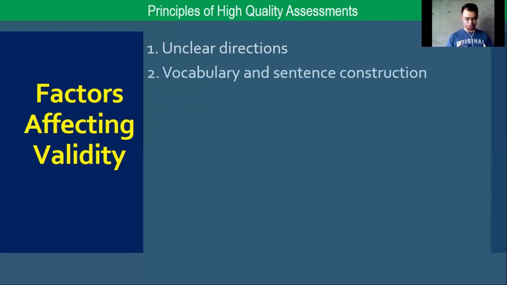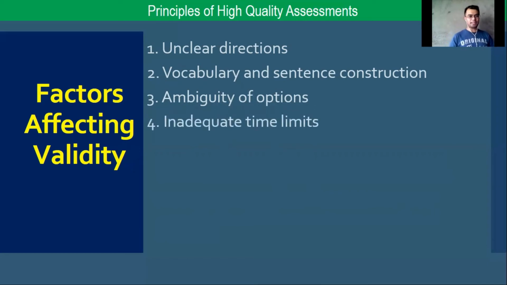Second is vocabulary and sentence construction. Now, this is very important. I will recommend to keep it a KISS: keep it short and simple. Another thing is ambiguity of options. As much as possible, make the options homogeneous, meaning closely related to the correct answer, or make the options plausible, or attractive. Make sure that the options are not obviously correct and not obviously wrong.